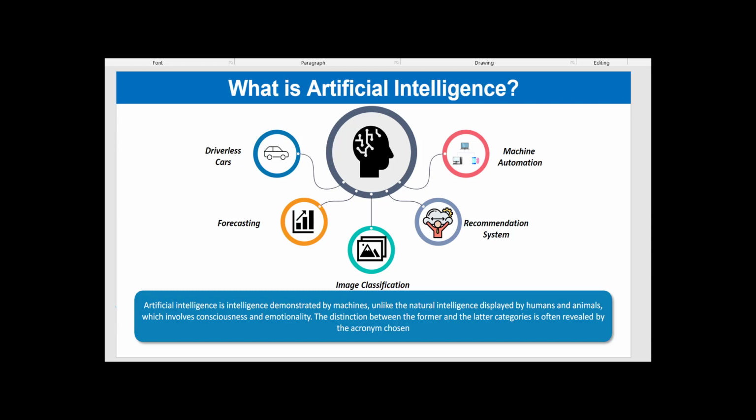Here we'll see lots of examples in day-to-day life, like the driverless car. Google has a driverless car. There is no driver, but still, how does it understand where to stop and where to take a turn? All those things happen just because of artificial intelligence and data science.